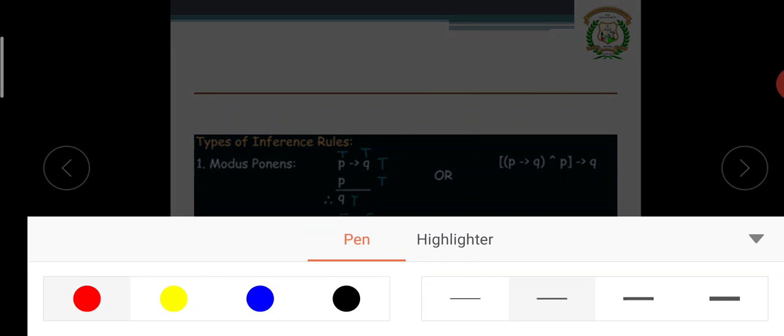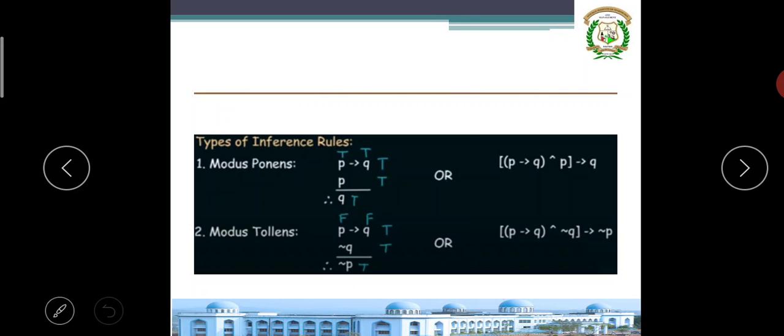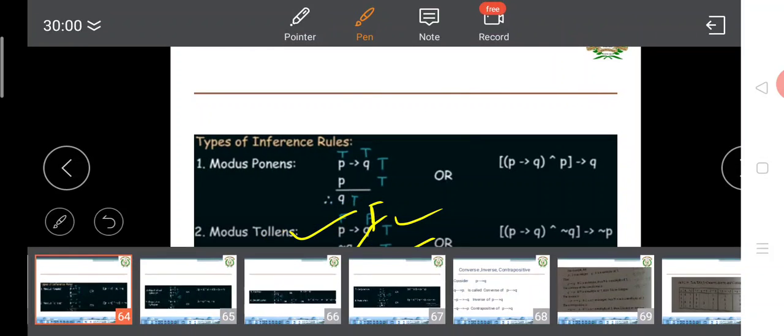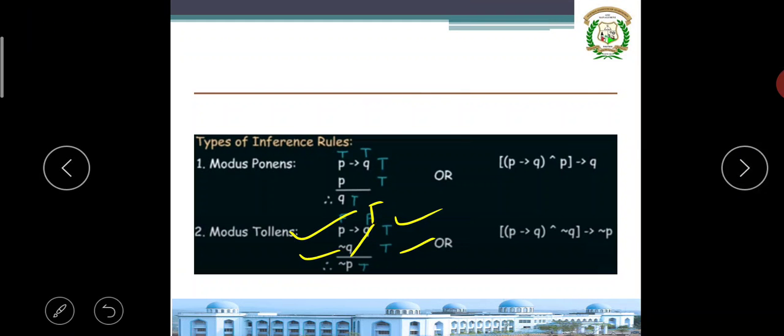So we understood that. Assumptions: P implies Q is true, and minus Q is true. Minus Q is true means Q should be false. Q is false, so P always should be false, because if P were true, the implication would be false. So P should be false means negation of P should be true. So no doubt, modus tollens is correct. Slowly observe these things, so we have clearly understood them.